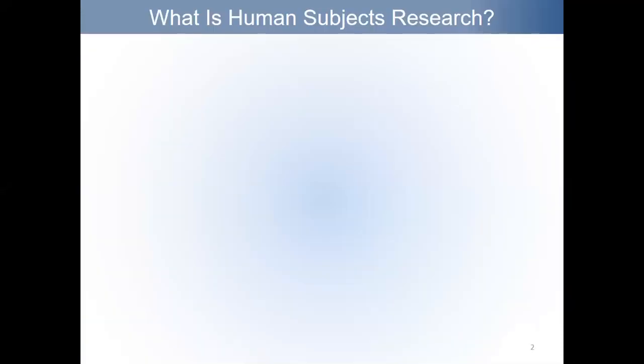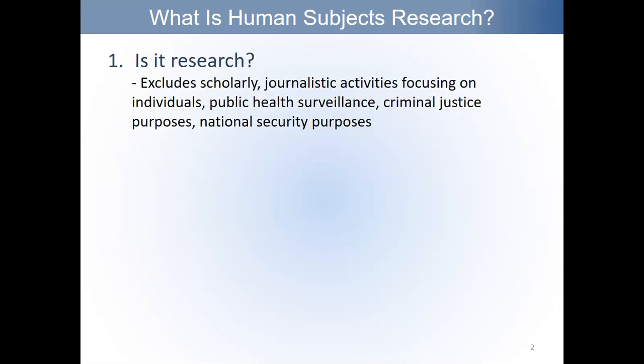So first of all, when you're looking for whether your application is going to involve human subjects or clinical trials, there's a few questions you want to go through first, including what is human subjects research? To answer this question, first we need to ask ourselves, is it research? And this is defined as efforts that exclude things such as scholarly or journalistic activities that focus on specific individuals or for public health surveillance purposes, etc. So if your research falls under any of these categories, it's not necessarily considered human subjects research.